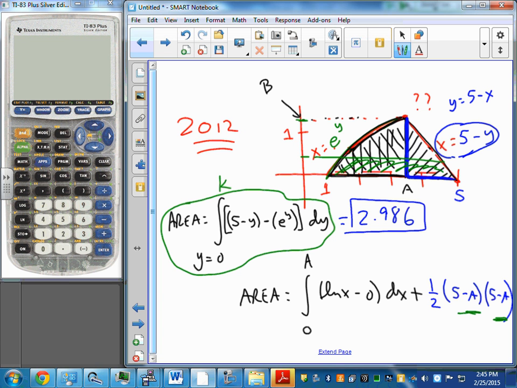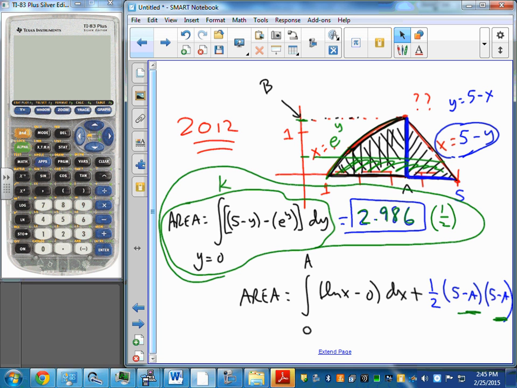And we don't want it to be 2.986, but rather half of that. So times 1/2. And that would be sufficient. Okay, so if you did this, that would give you full credit for part C. That was actually an easy problem once you had muddled through part A.